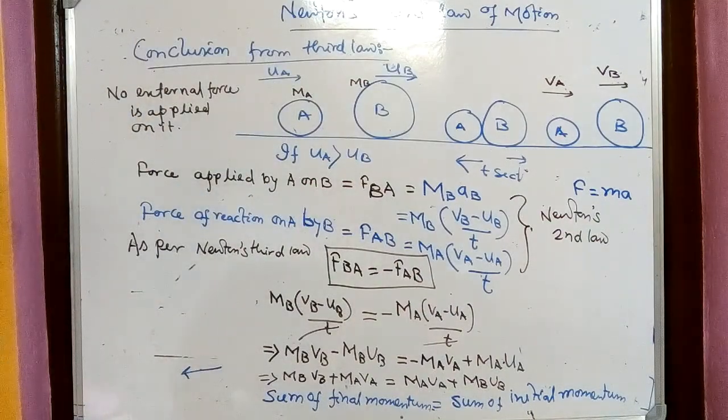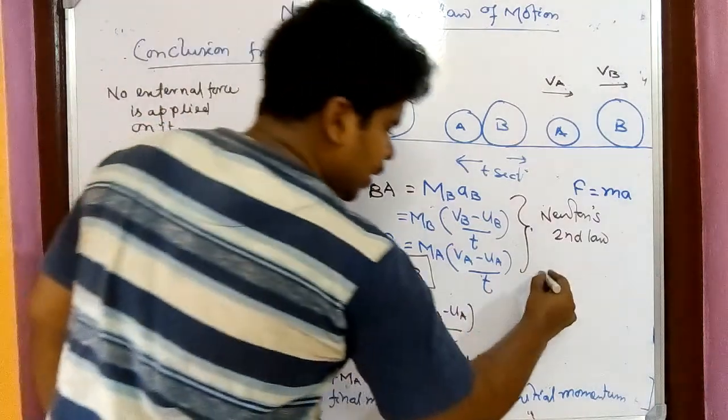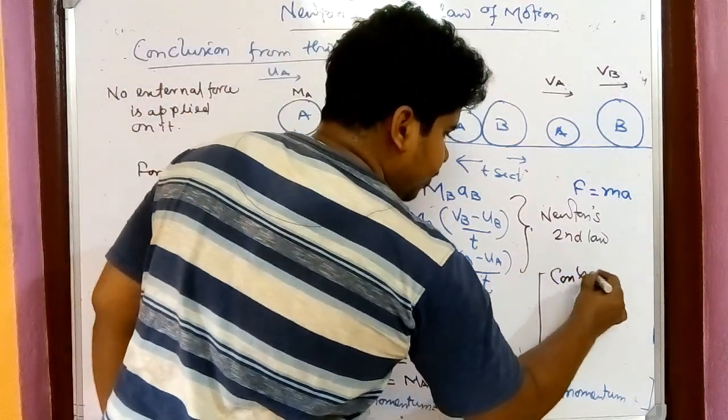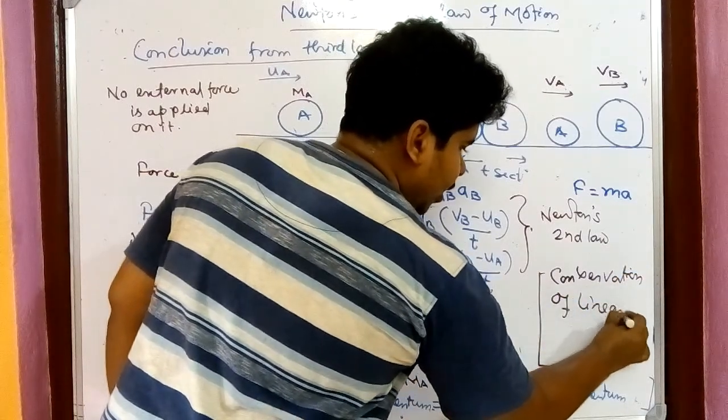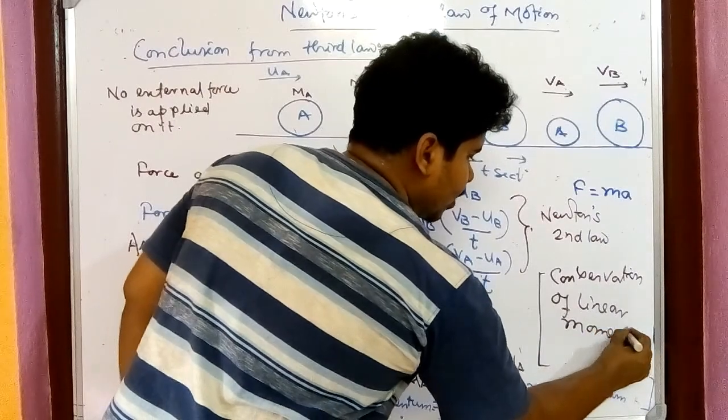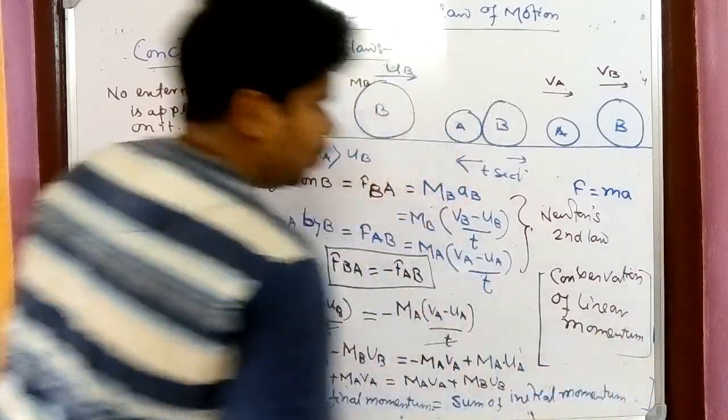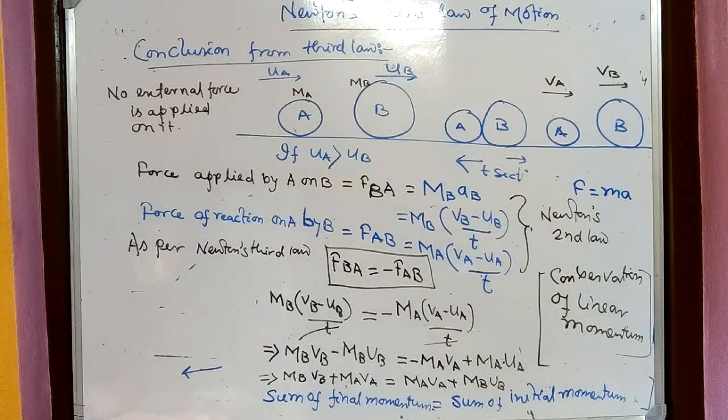What is it? This is known as conservation of linear momentum. So that is a very good conclusion of Newton's third law of motion, that from Newton's third law of motion we can get conservation of momentum, which tells us that the sum of the final momentums will be equal to the sum of initial momentum. So that is the conclusion from the third law.